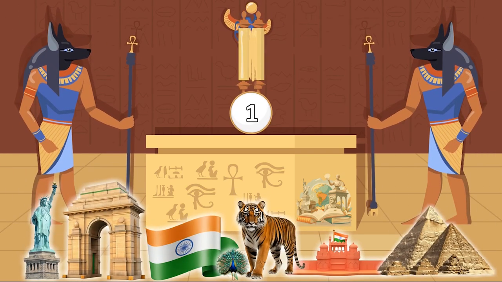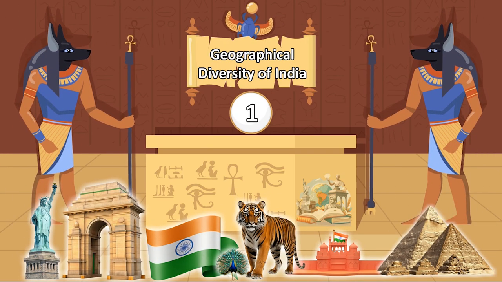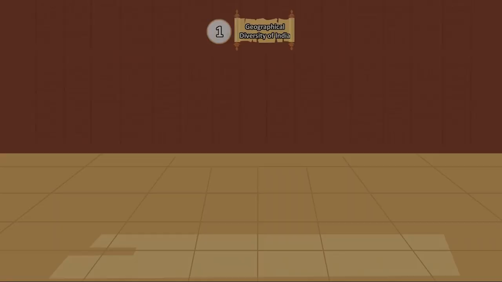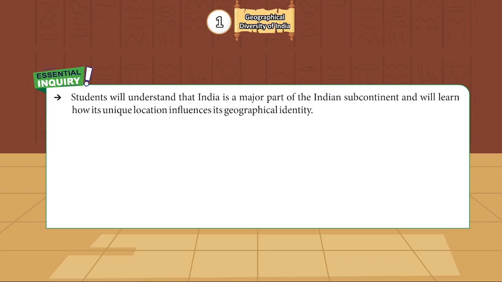Chapter 1: Geographical Diversity of India. Essential Inquiry. Students will understand that India is a major part of the Indian subcontinent and will learn how its unique location influences its geographical identity.